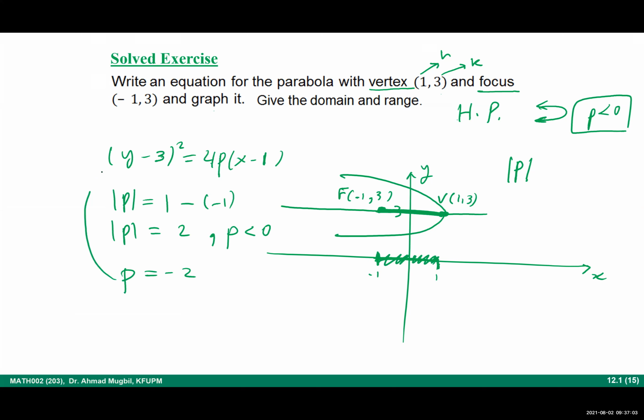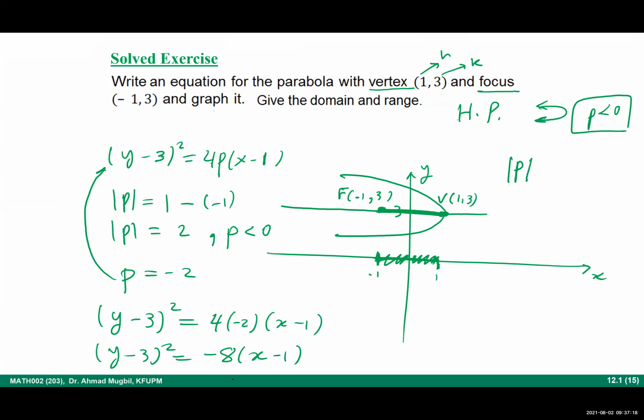Okay, so we will go back to the equation now and we will write it like this: 4 multiplied by negative 2, times x minus 1. So it will be negative 8 times x minus 1. This is the equation that we are looking for. What he asked for, graph it, we already graphed it. The domain and the range, what will be the domain and the range? Domain is from negative infinity to 1, closed, and the range is all the real numbers.